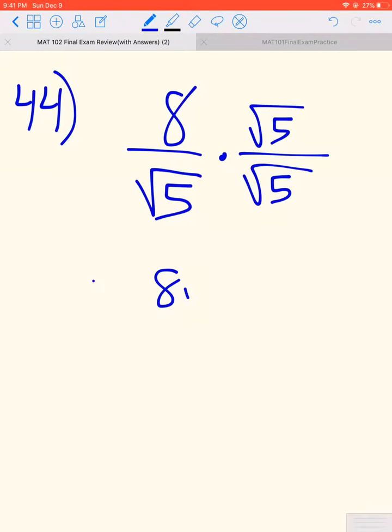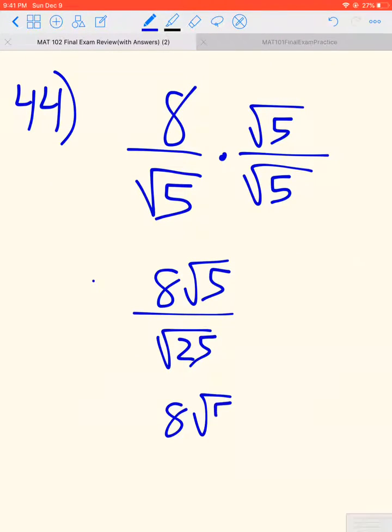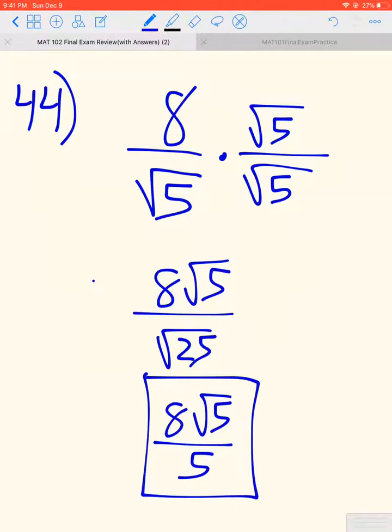In the numerator, we get 8 square roots of 5. In the denominator, the square root of 5 times the square root of 5 would be the square root of 25, which would be just 5. It has now successfully been rationalized because we were able to remove the square root from the denominator.